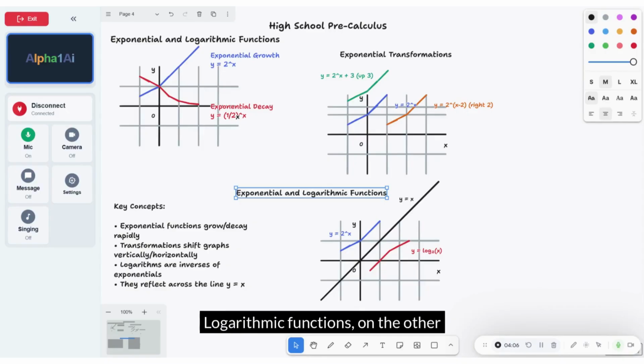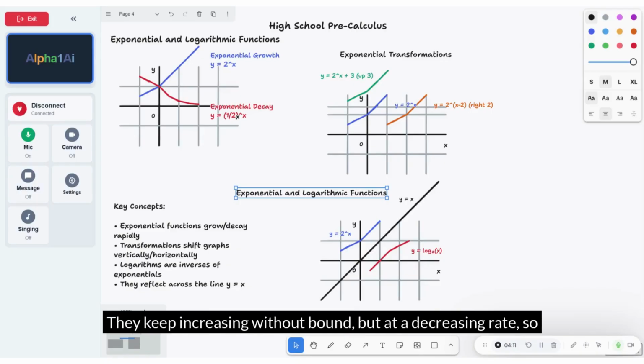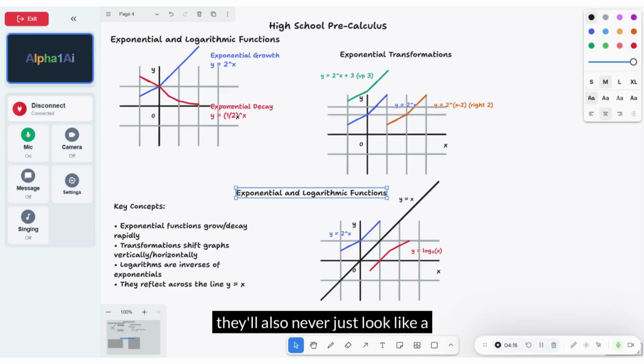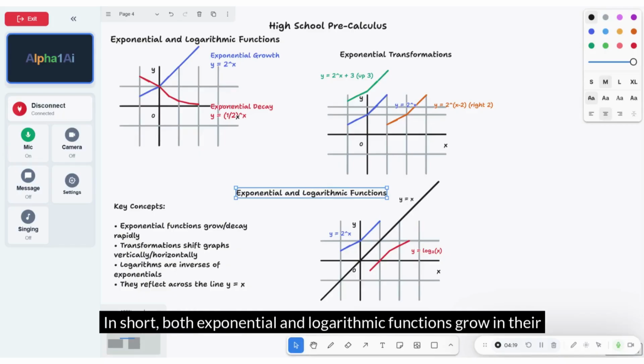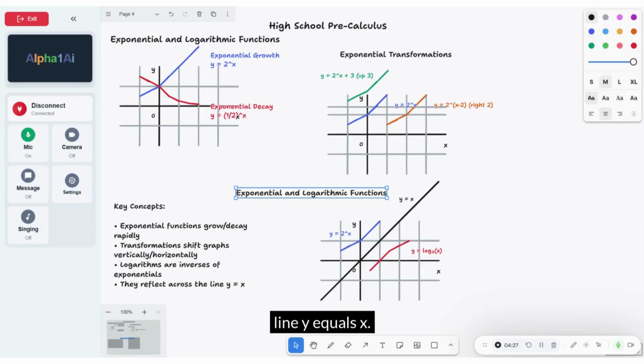Logarithmic functions, on the other hand, grow slower and slower over time. They keep increasing without bound, but at a decreasing rate, so they'll also never just look like a straight line that keeps going evenly upward. In short, both exponential and logarithmic functions grow in their unique ways and will never just match that steady growth of the line y equals x.